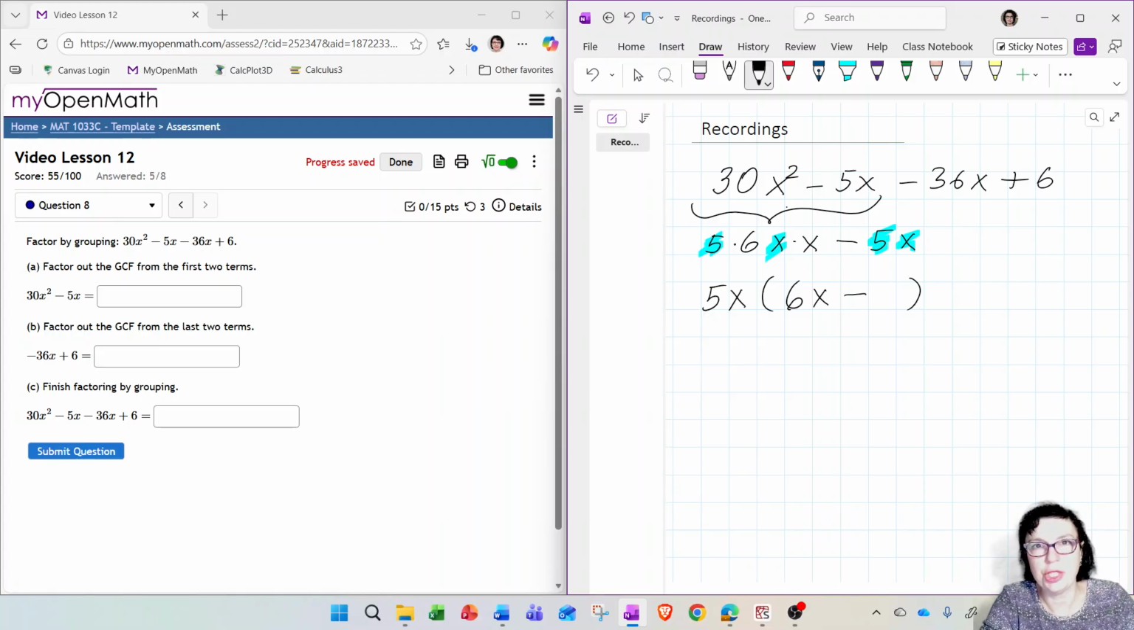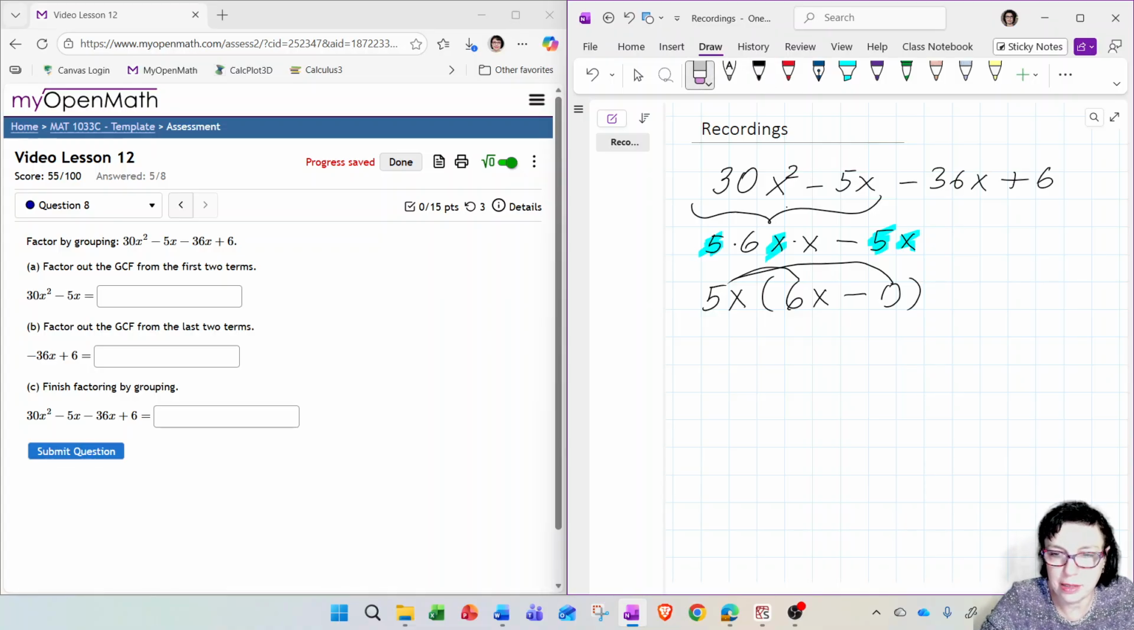Minus, now here is the tricky part. When you have this 5x, but you pulled it out, you think there's nothing left. Well, if you put 0 right here, what's going to happen? If you start distributing, you're going to get 30x squared, that's right. But when you start distributing this way, that's going to be 0, that's not going to be 5x. So that's not right, it's not going to be 0.